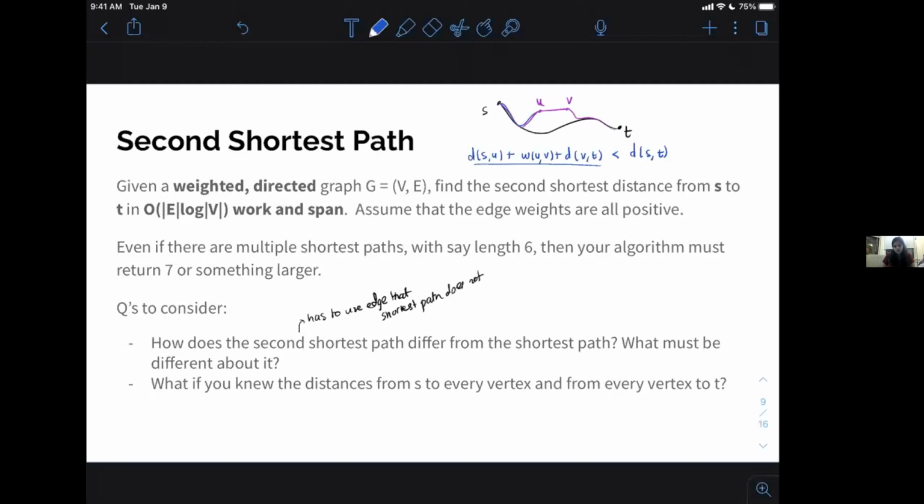And so what you can do is basically loop through all of the edges and compute this value, right? And the second shortest path, sorry, this should be a greater than. The second shortest path will be the path which minimizes this value while still keeping it greater than the distance from S to T. So you don't even have to do any explicit checking of whether the edge you're considering is in the shortest path or not, because checking that the distance you get is greater than the distance from S to T will cover that.